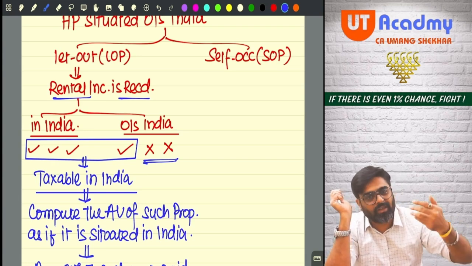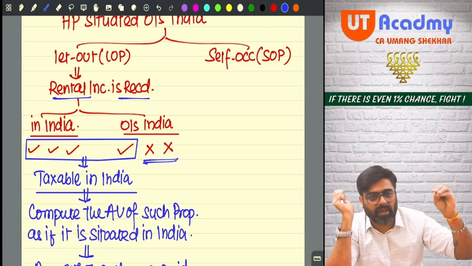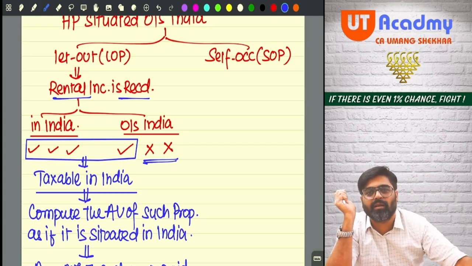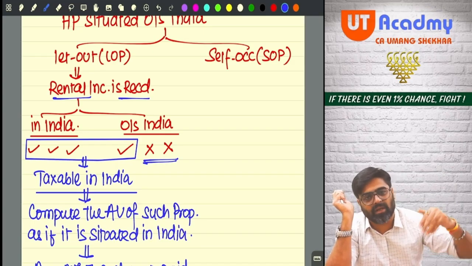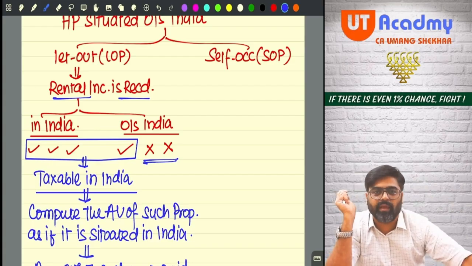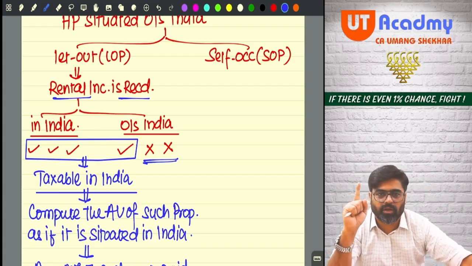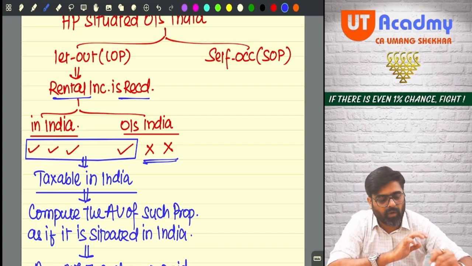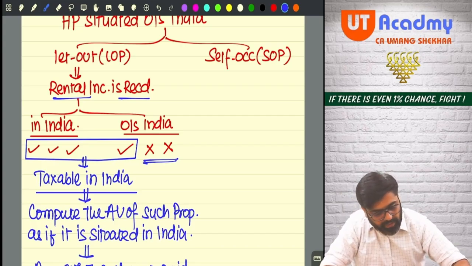So in these two cases, ignore the property. Don't show the property under the head house property. Because the rental income of that property you are not receiving in India, you are still receiving outside India, and your status is what? RNOR or NR. Everyone? Understood? Sure? Next one.